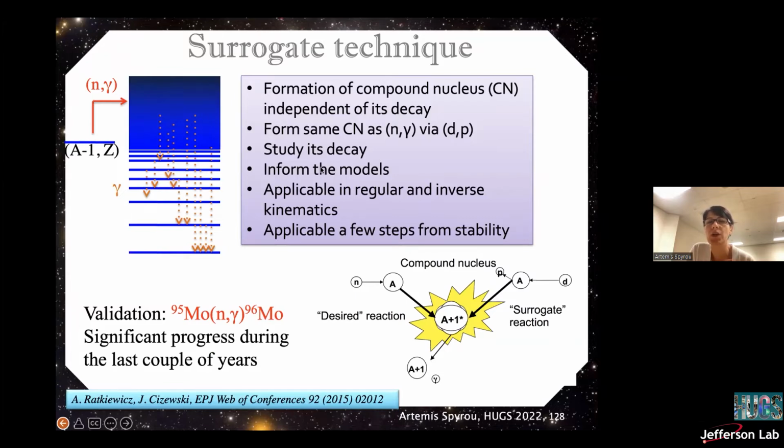So one technique is called the surrogate technique, where they use different reactions, but the most obvious is a DP reaction. So instead of just a pure neutron, you add a proton to it and you have a deuterium, and then the proton comes out afterwards. So it's still an N gamma kind of reaction. And when they do that, they measure all the gamma rays that are coming out, and from these gamma rays, they can kind of constrain the reaction that's taking place.